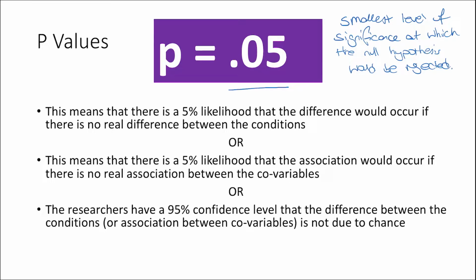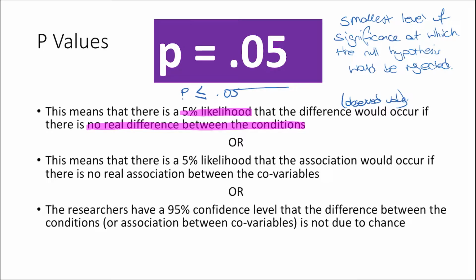If we find that our observed value is significant at p equals 0.05, or p is less than or equal to 0.05, this means we're saying there is a 5% likelihood that the difference we're observing, or the observed value that we have obtained, would have occurred even if there was no real difference between those conditions. There is a 5% likelihood that we would observe that value even if there is no real difference there.